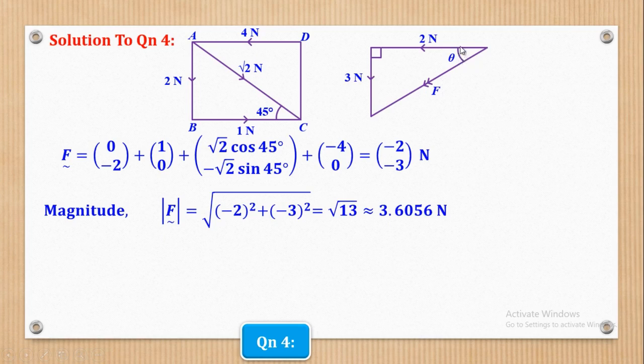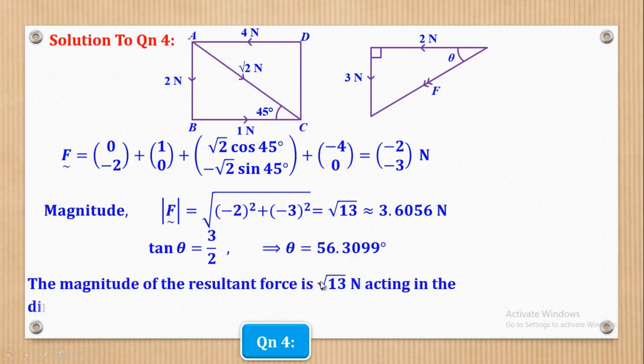Since they want the direction, you have to get this value of theta, and the good thing is that this is a right angle triangle. So we shall come and say that tan theta is equal to 3/2, giving us theta as 56.3099 degrees.